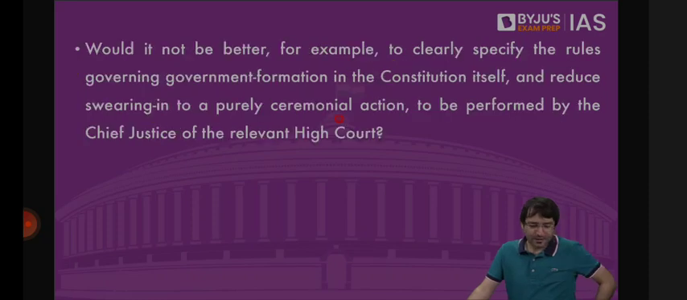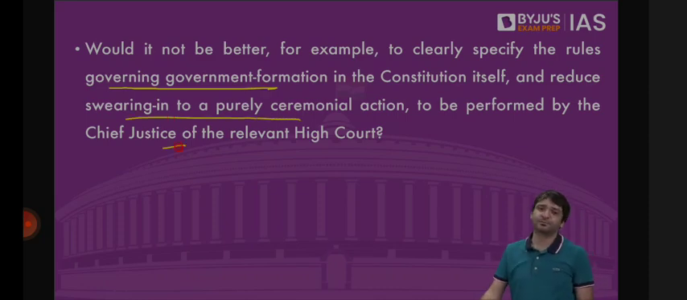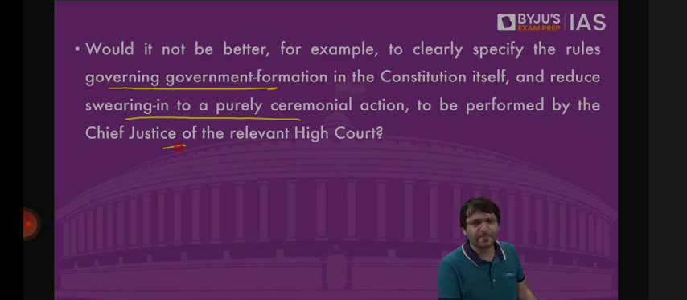Would it not be better, for example, to clearly specify the rules governing government formation in the constitution itself and reduce the swearing in to a purely ceremonial action to be performed by the Chief Justice of the relevant High Court? What does that mean? One segment believes that the office of governor is indispensable. We need this office of governor, period, full stop. And we have discussed that argument: Article 356, Schedule 5, Schedule 6 areas, eyes and ears of the central government in the state. All that is valid. But then there are others who say this discretionary power of the governor in choosing the chief minister is getting misused.